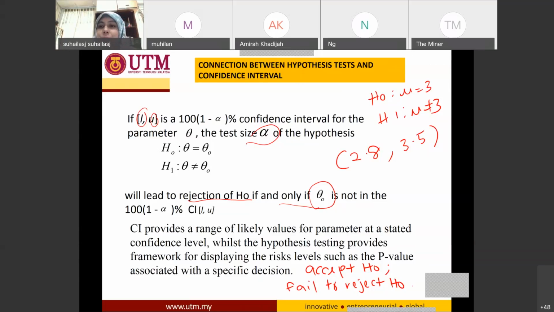Say you get a confidence interval of 2.1 to 2.9. So mu equals 3 is not in your confidence interval, which means you will reject your null hypothesis. So that is the relationship between hypothesis testing and confidence interval. In the final examination the questions are usually related like this.